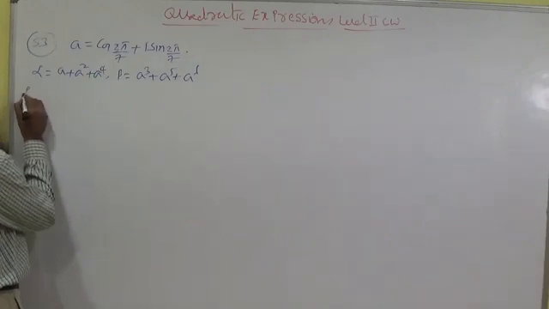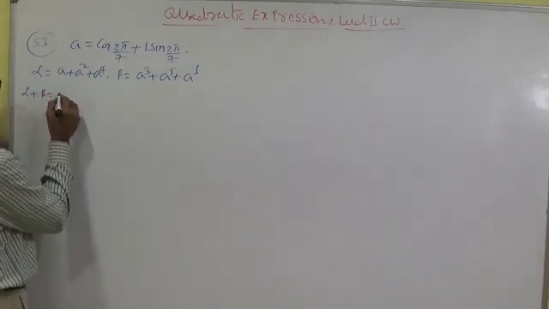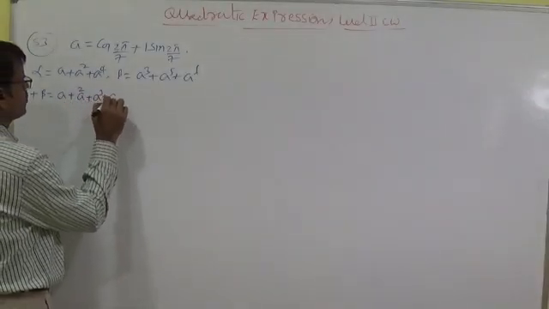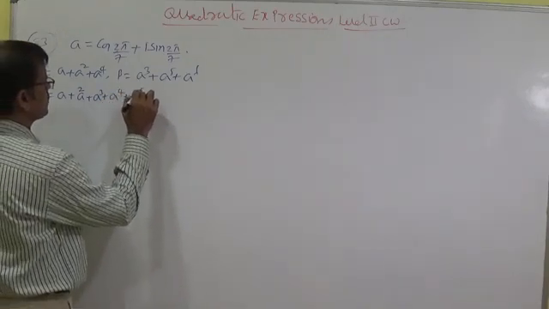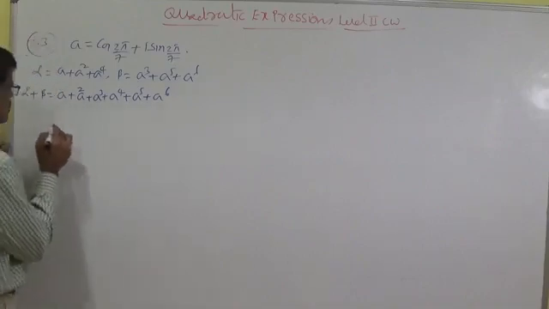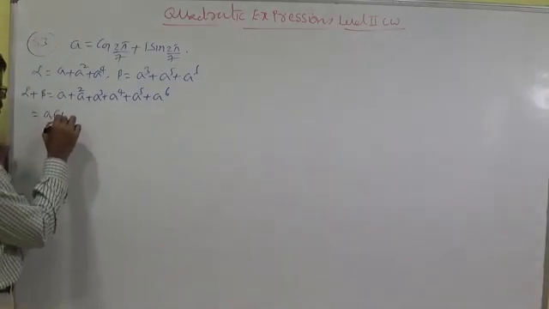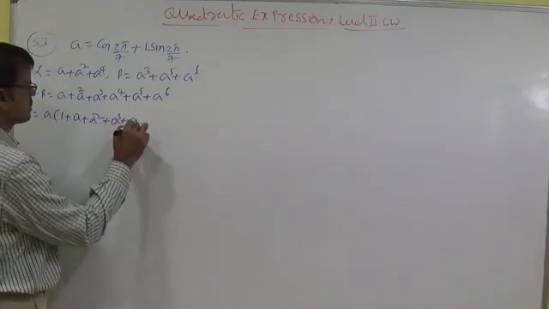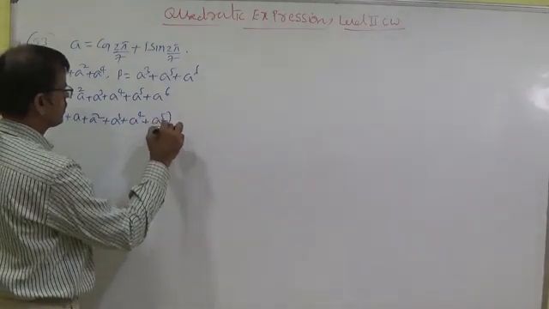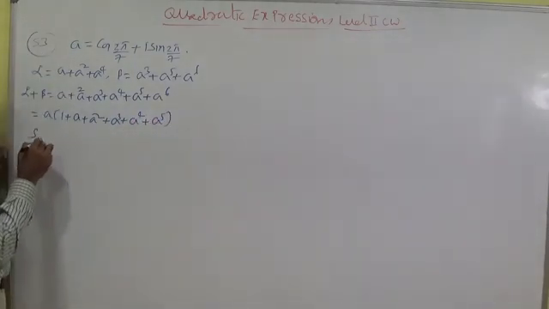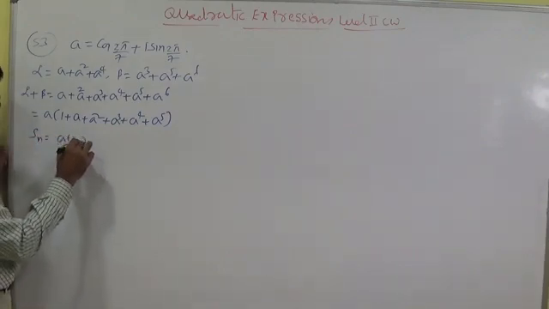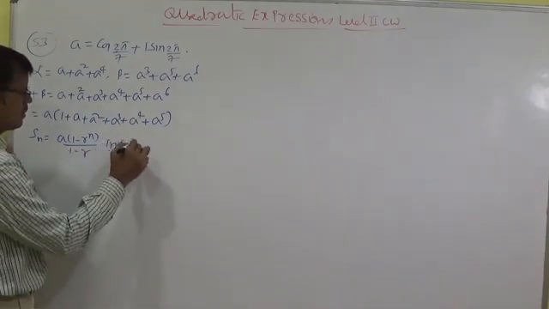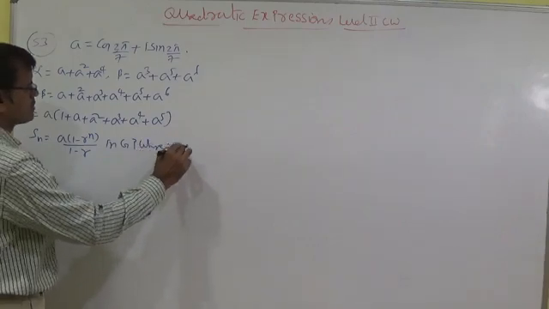Now, sum of roots. Alpha plus beta is equal to a plus a square plus a cube plus a power 4 plus a power 5 plus a power 6. Let us take a common. It becomes a times (1 plus a plus a square plus a cube plus a power 4 plus a power 5). So, Sn is equal to the GP formula a into 1 minus r power n by 1 minus r, where r is less than 1.